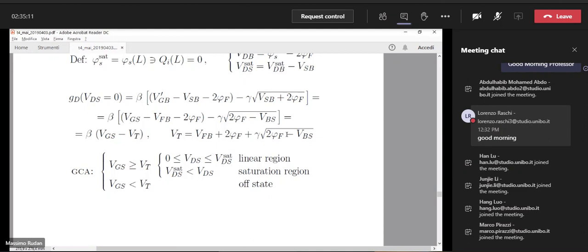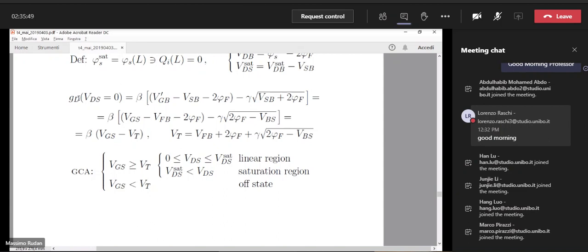And we use a more compact expression for GD, simply beta times (VGS minus VT), okay? Now we can observe that GD, that is the derivative of the drain current with respect to drain voltage, is a conductance. It must be positive. It would be a physical nonsense to have GD negative, okay?